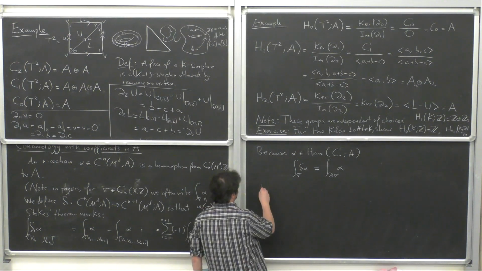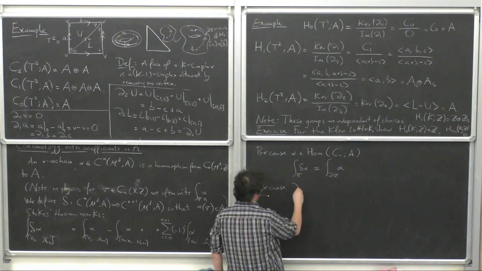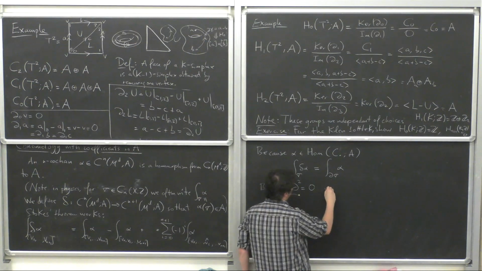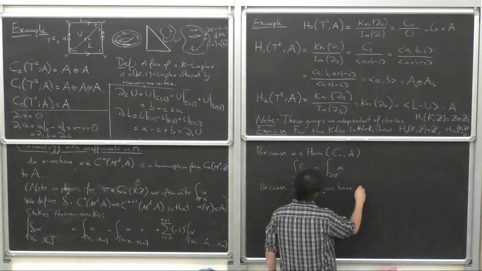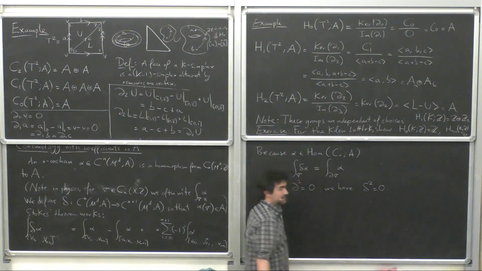Now, because we know, or I left it as an exercise, that this is 0, because of this property this differential also squares to 0.